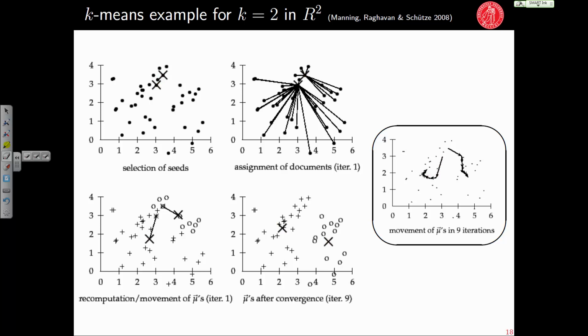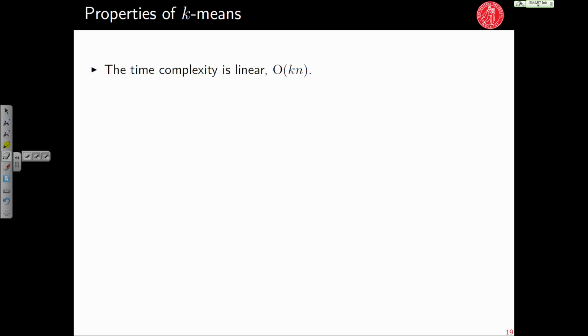Okay, so just some properties and also reflections. We still haven't talked about what the stopping criterion is, and how we start with the seeding or selecting the random initial partitioning. So the complexity of k-means is linear in terms of the number of clusters and the number of instances that we are trying to cluster. So kn.